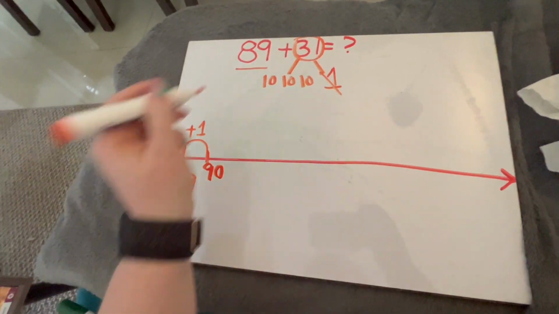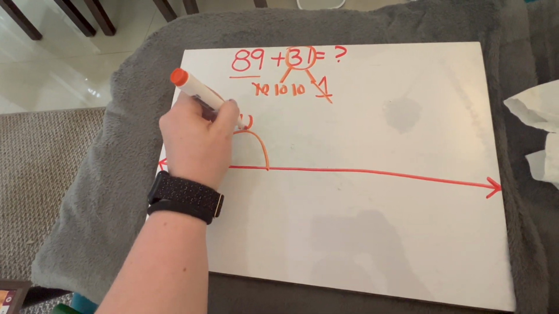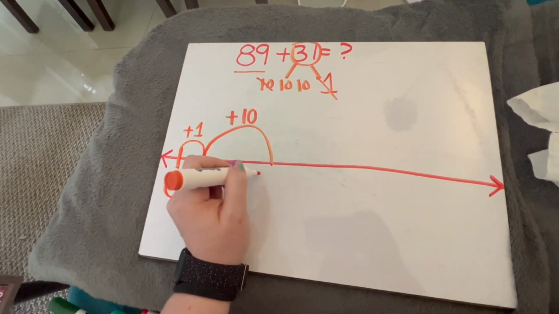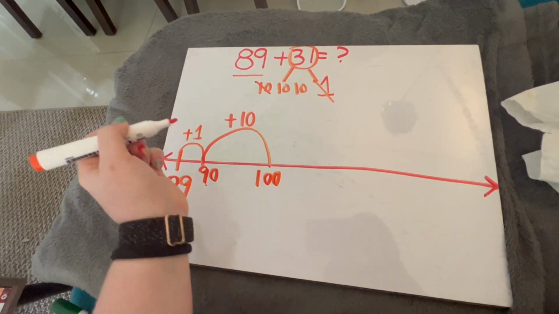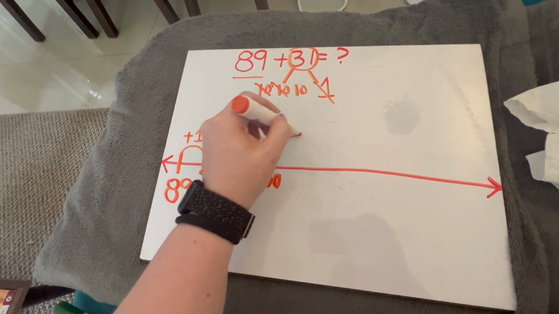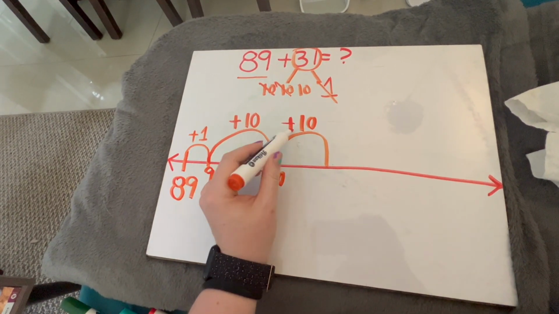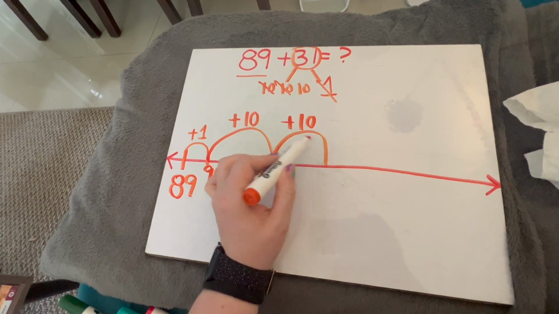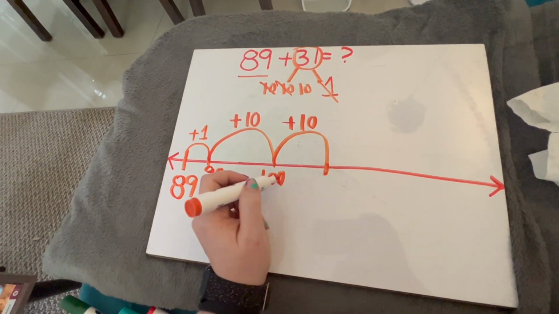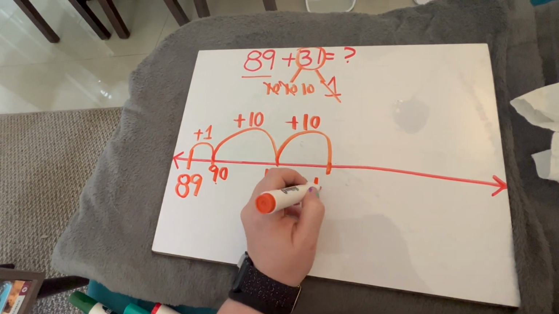Fácil, fácil. Then I'm going to add 10 more. Plus 10, and I know that 90 plus 10 is equal to 100. Let's go to the next one. Do another jump of 10 plus 10, right? Very important that we label our jumps. These are our jumps. And label where we land, donde nos quedamos, cada vez. 100 plus 10 is 110.